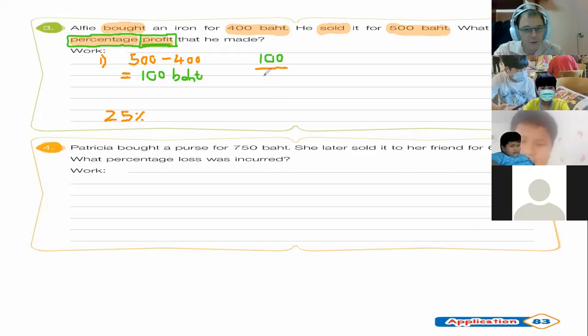over 400. Why 400? Because that's what he paid. That's what he paid for it. So we want to calculate the profit. You use the cost price, which is the money you pay, and you add the profit to get the selling price. So we pay 400, made 100 profit, sold it for 500. So we say 100 over 400 multiply 100 over 1. Okay, so this one's going to be 100 over 4 equals 25%.